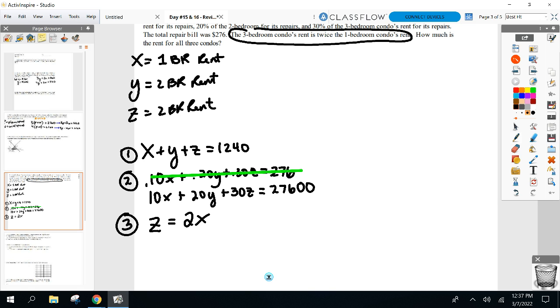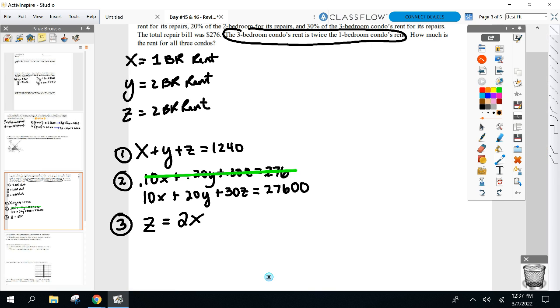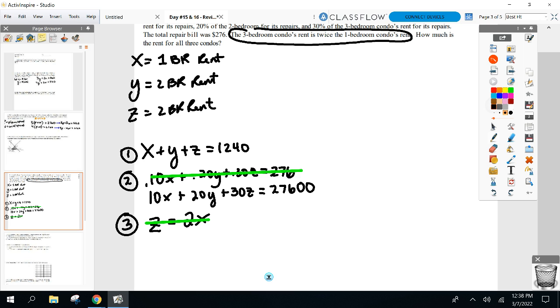Get everything on the same side. What do you guys prefer? Move the Z over or the 2X over? Move the Z over. Fine. So instead, sorry for all the crossouts, but we'll deal with 2X minus Z equals 0 instead.